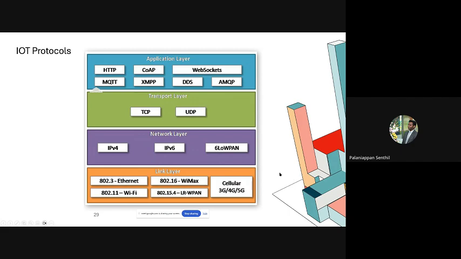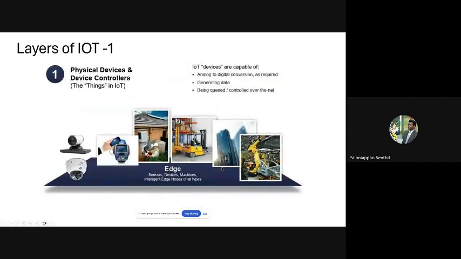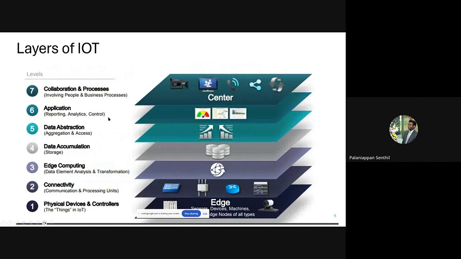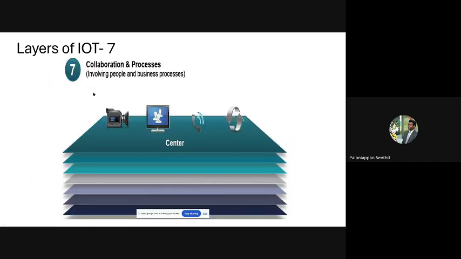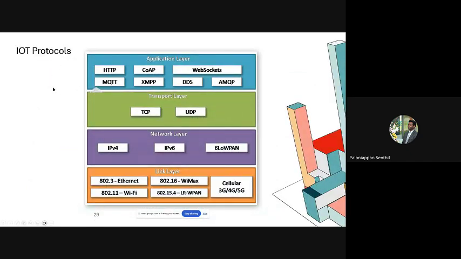So just a short recap. There are 7 layers of IoT. The first layer is the physical devices layer, the second layer is the connectivity layer, the third layer is edge and fog computing, and the fourth and fifth layers are the data accumulation and abstraction layers. Sixth is the application layer, and seventh is the collaboration or process layer where people are involved. So now you can relate these 7 layers to the protocols, and you can see where these will be used.